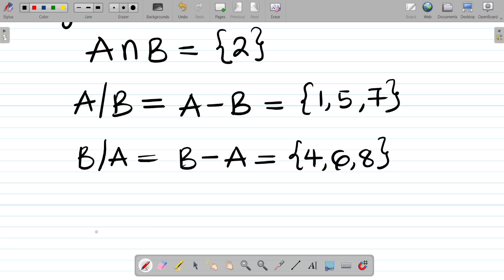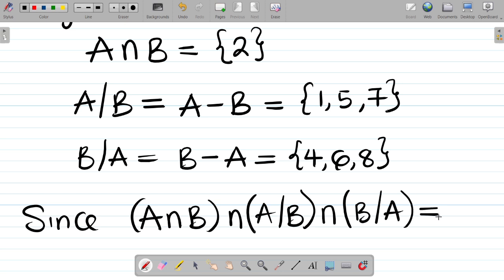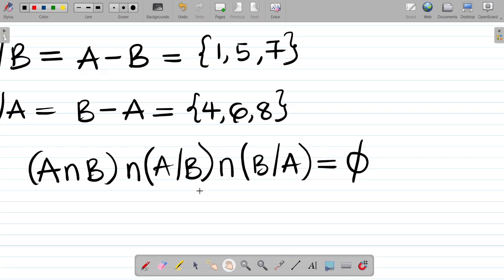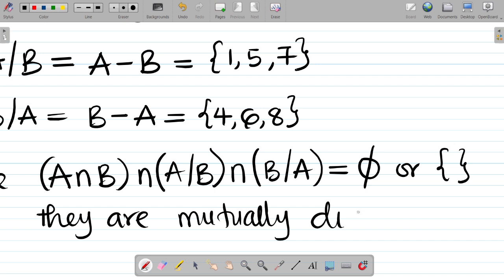But how do you say this in a mathematical statement? You say, since A intersection B, intersection A slash B, intersection B slash A is equal to nothing. Nothing is written as phi. This is called an empty set. We call it phi. Since that intersection is equal to phi, that's nothing, then we have that they are mutually disjoint. Okay. All right, guys. So this is how you solve this question.